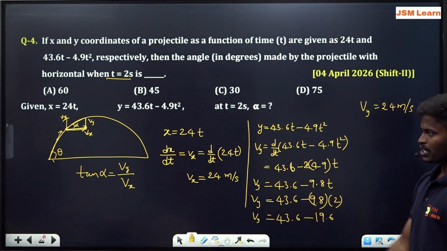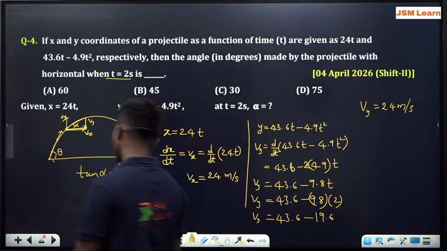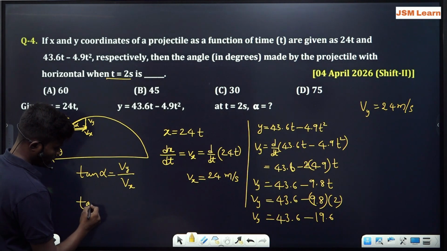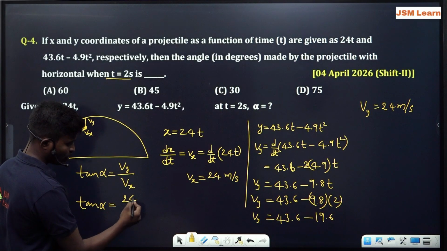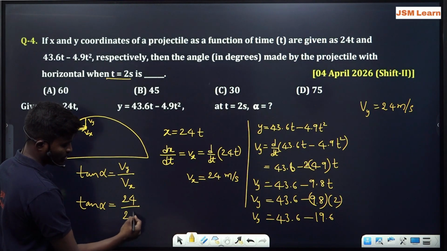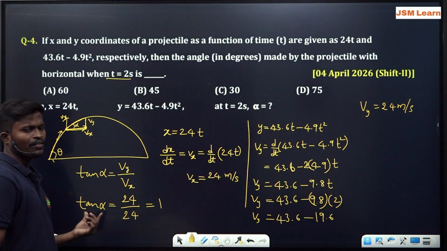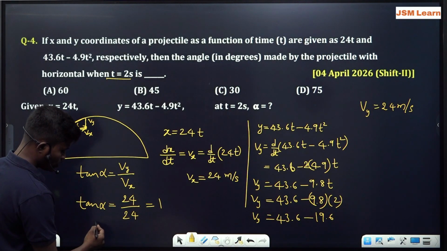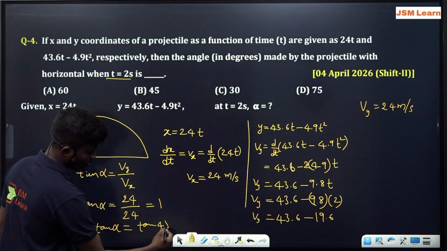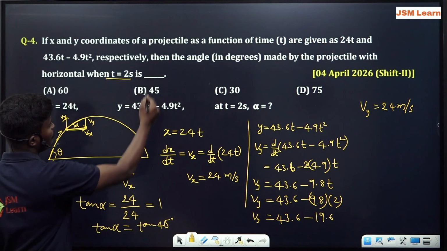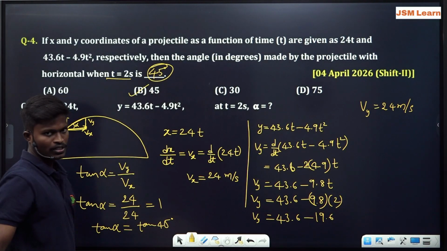If you look at the formula, tan alpha is equal to Vy by Vx. Vy value is 24 meter per second and Vx value is also 24 meter per second, so tan alpha is equal to 1. When we get tan value as 1, tan alpha is equal to tan 45. So the angle will be 45 degrees. Here comes option B, which will be correct.